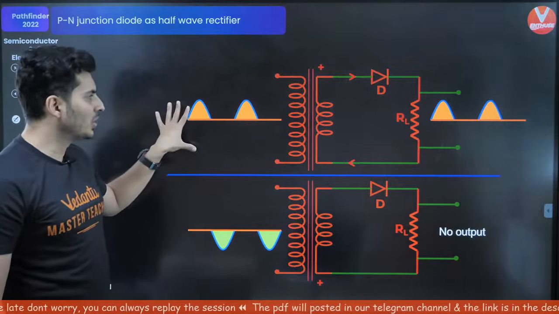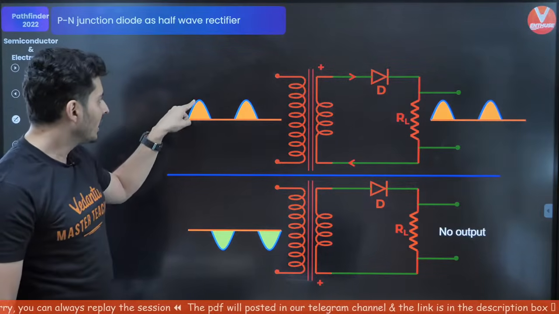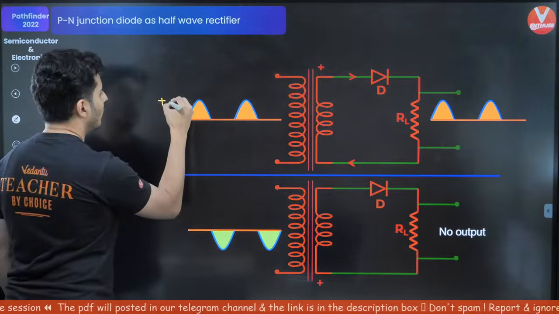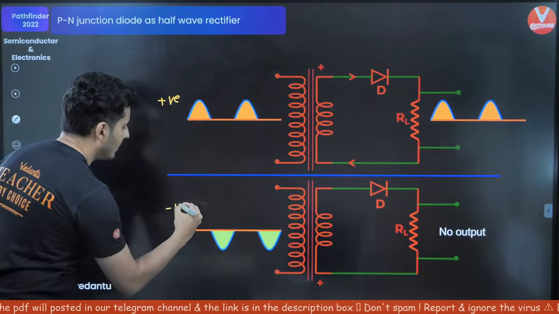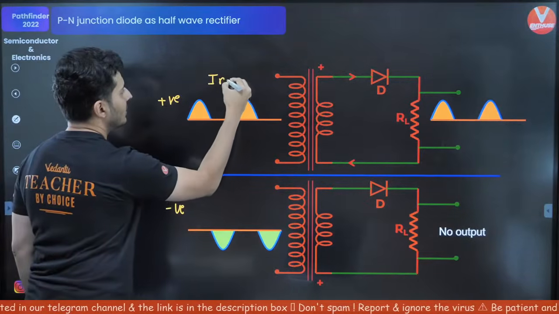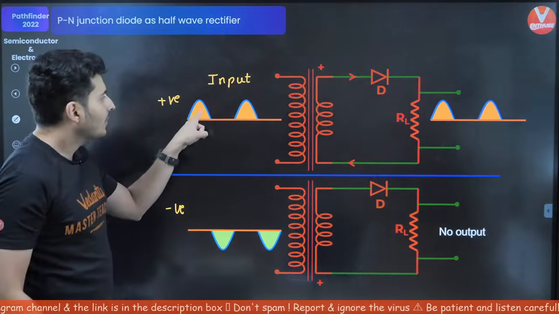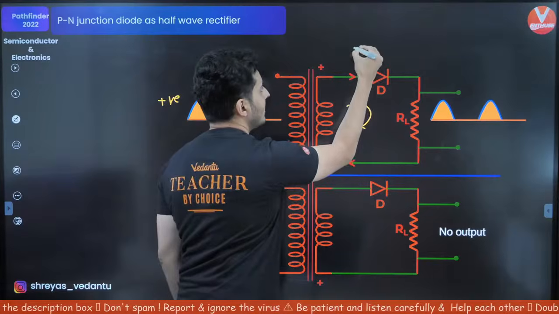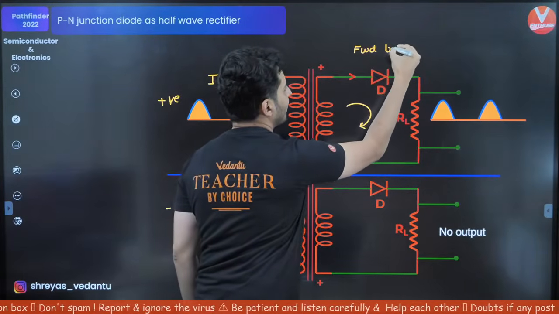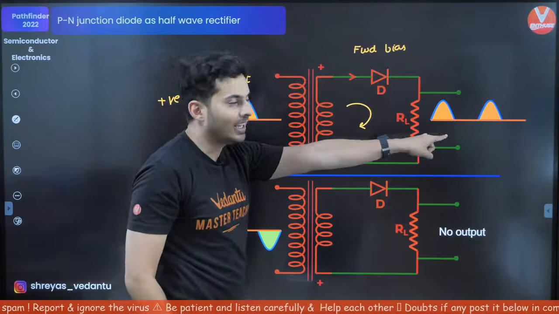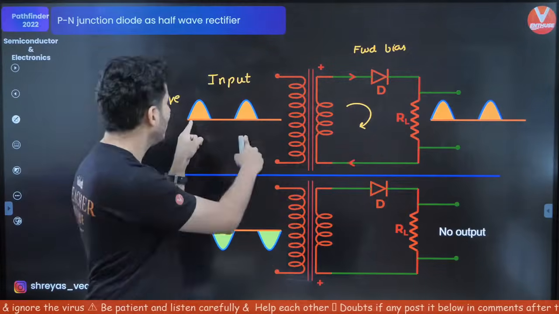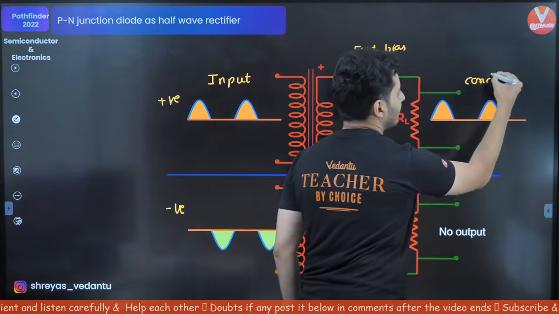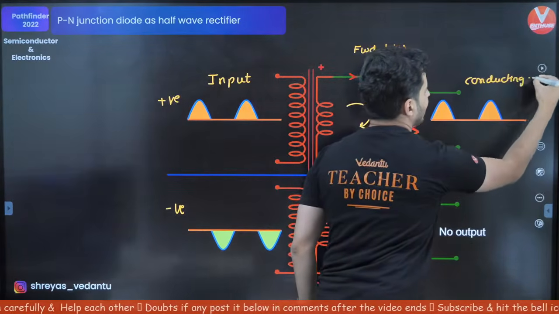Observe, this is the input side. This is the input signal. These are the positive halves, and this is your negative halves. Now, in the positive half, the current is flowing clockwise. You can observe this. This is clockwise. This diode is forward bias, and that's why it is conducting, and that's why you can see the current also increasing and decreasing in the same way. So it is basically conducting.